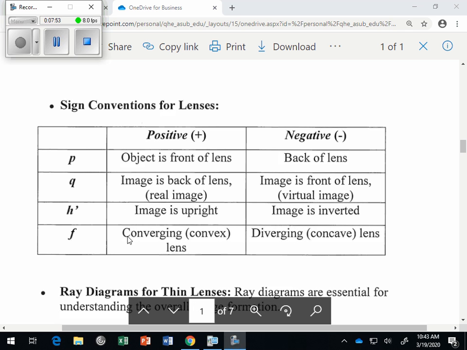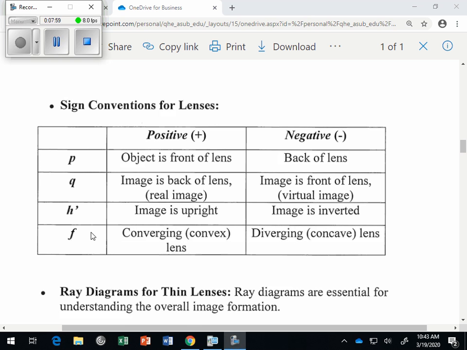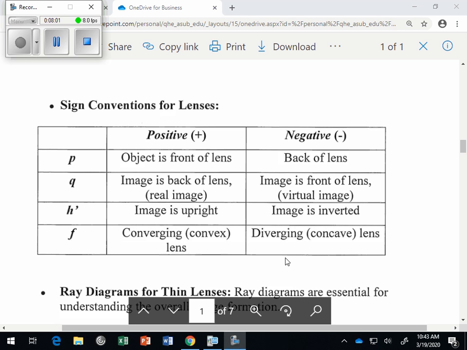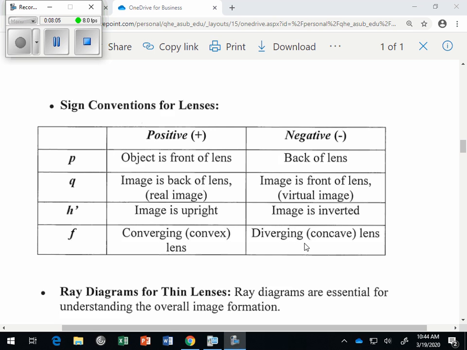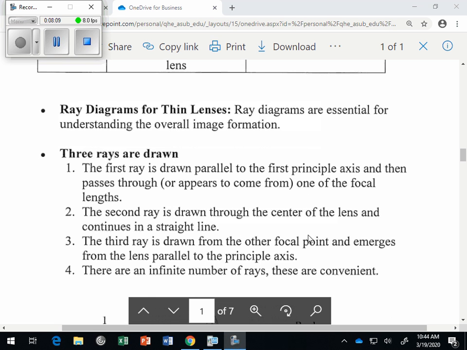Okay, then here's something very important. For a converging lens, F, the focal length, is always positive. For a diverging lens, F is always negative. Very important.